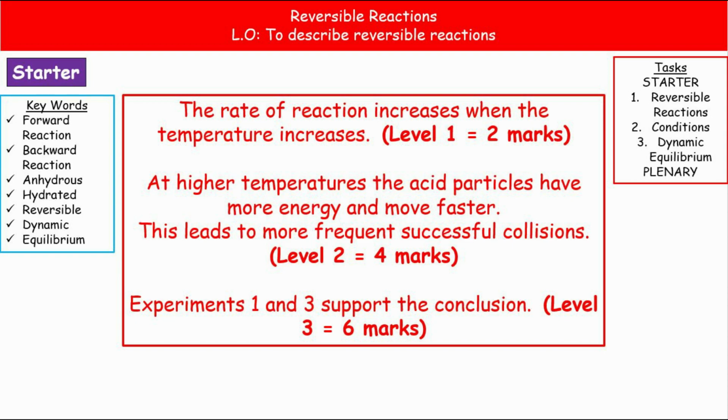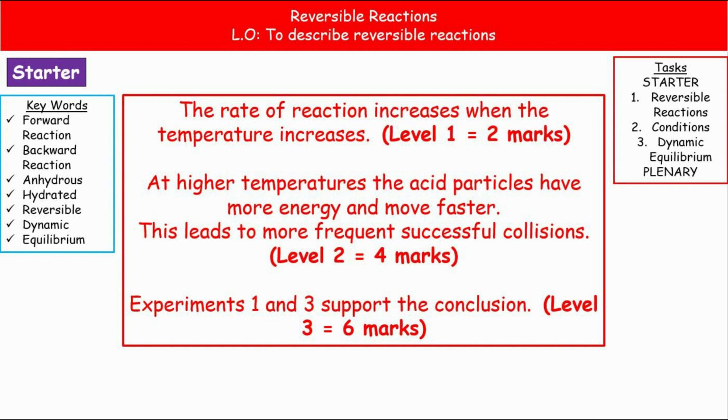To then move up to the level 2, we need to give the explanation using the reacting particle model. So what we then go on to say is, in addition to the rate of reaction increases when the temperature increases, we say that at higher temperatures the acid particles have more energy and move faster. If you just said particles, that's fine. And we then talk about there being more frequent successful collisions. If you only had one of those points, then you only get one of those marks at the level 2.